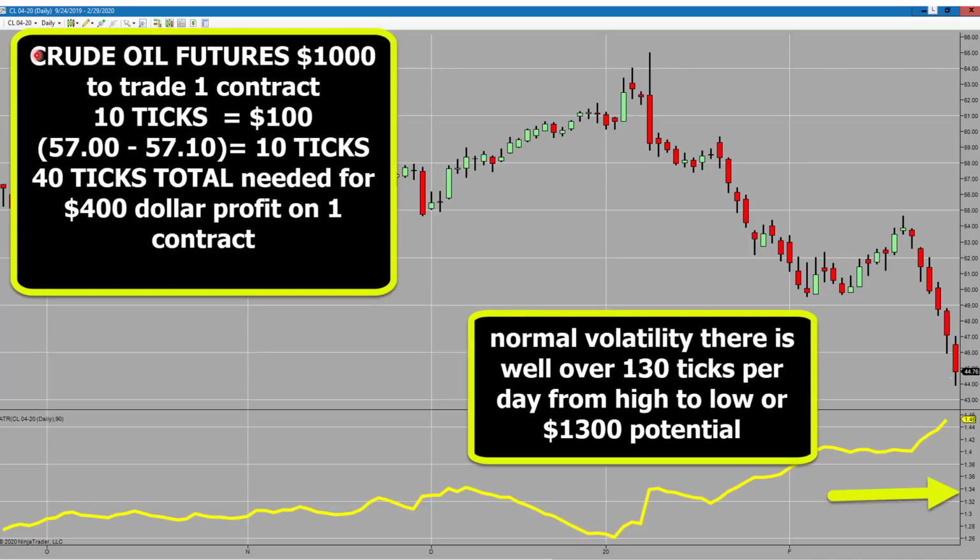Same thing with crude oil. Again, remember crude oil futures, it's only $1,000 needed in your account to trade one contract. And if 10 ticks is $100, meaning 57 even to 57.10 is 10 ticks, we really only need 40 ticks in a day to reach our $400 profit on one contract. Now, the normal volatility is at least 120 to 140 ticks per day from high to low on any one given bar, which again is a lot. It's over $1,300 potential.